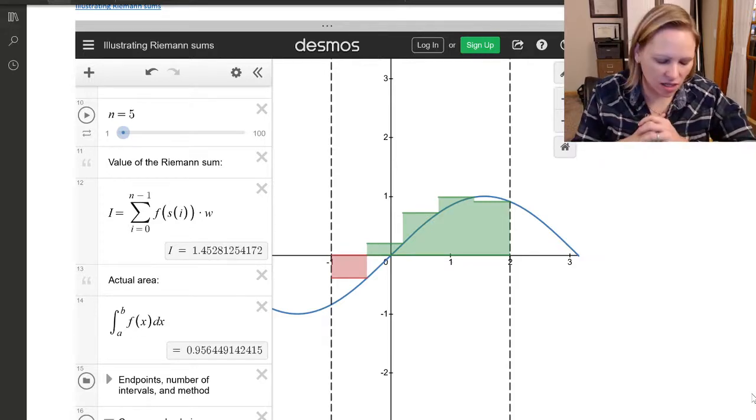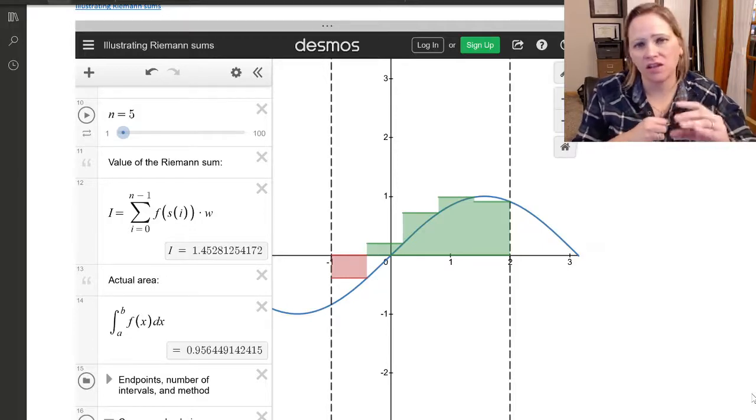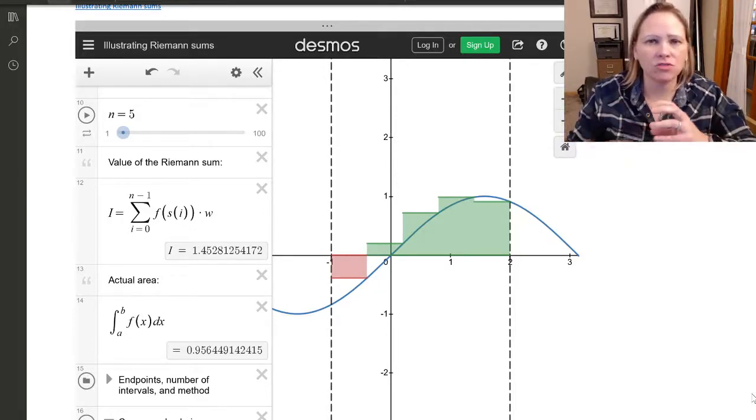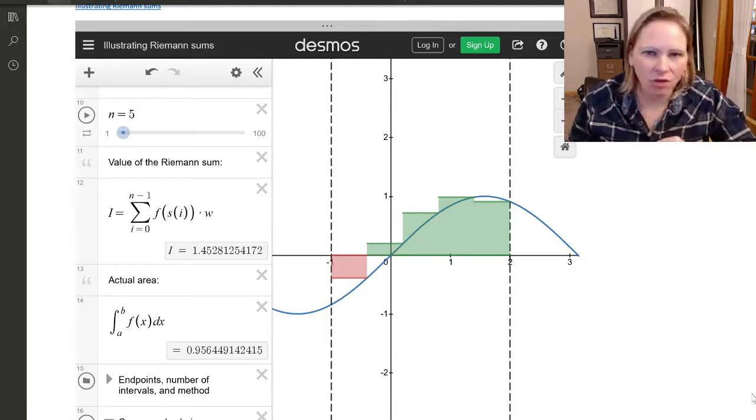So you can understand that this sigma notation really just means, hey, we're going to take rectangle 1, find its area, add it to the area of rectangle 2, add it to the area of rectangle 3, and we're going to keep adding them together until we get to the end of our interval.